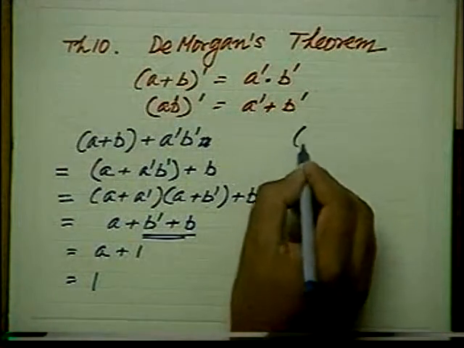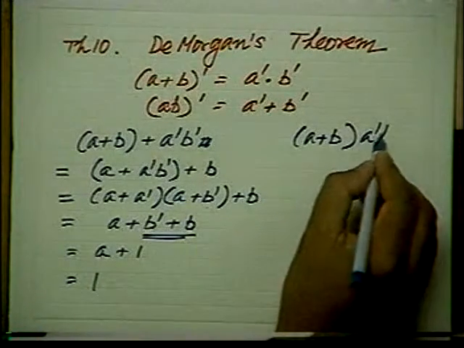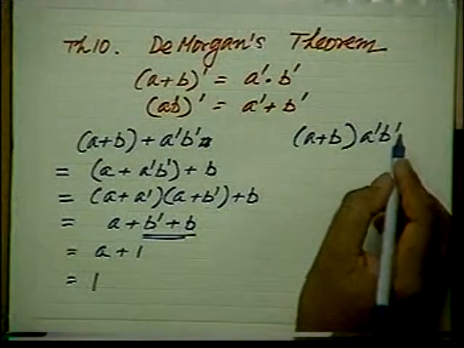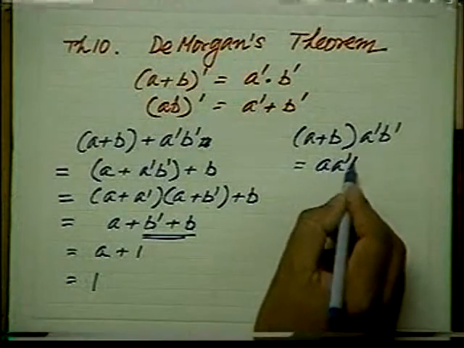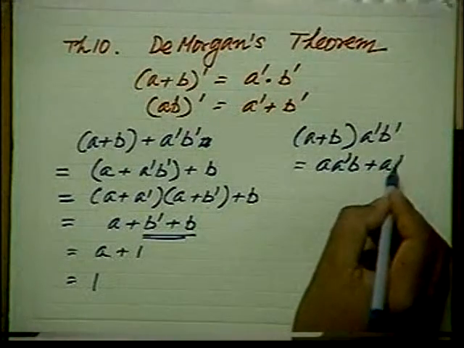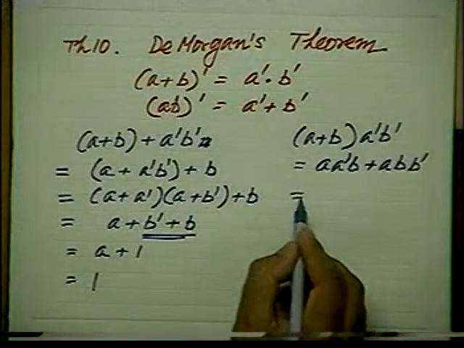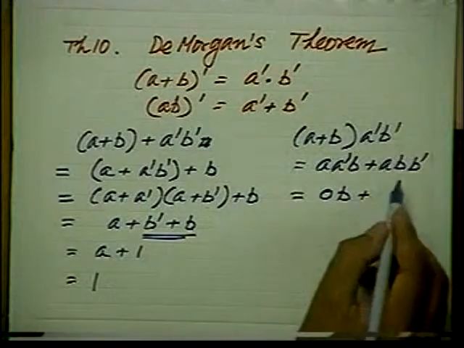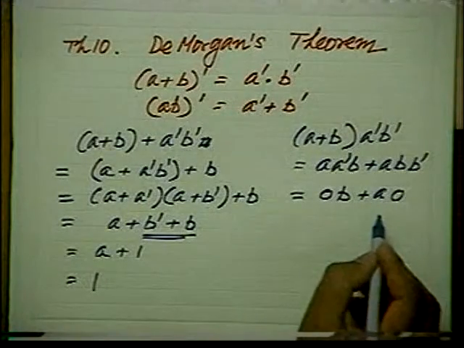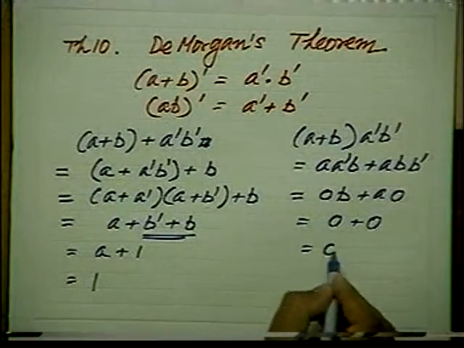Now let's see (a + b)·a'b'. This is equal to a'b + abb'. This is 0·b + a·0, which is 0 + 0, and that is equal to 0.